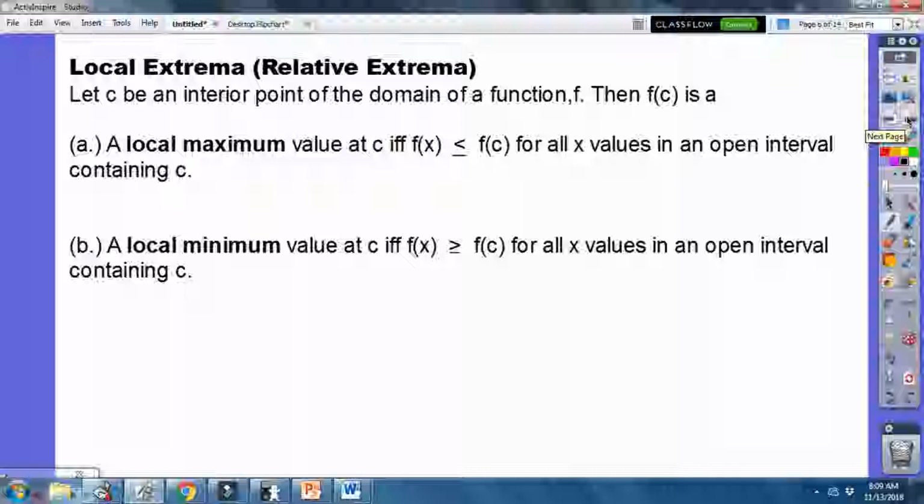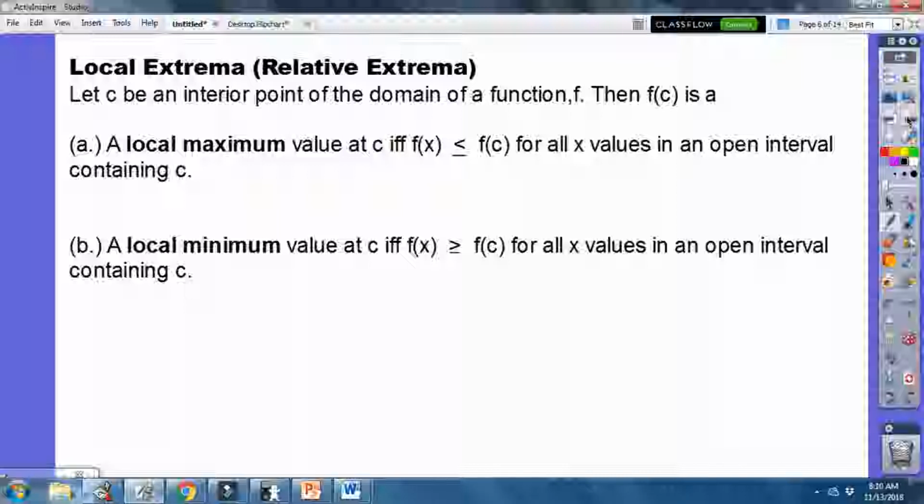So now we're going to look at local extrema. This is a little bit more interesting. This is what we're going to look at in calculus. We will look at absolute extrema too. But a local extrema or a relative extrema is if there's a point c interior to the domain of a function, then f of c is a local maximum if and only if f of x is less than or equal to f of c for all values on an open interval containing c. We'll talk a little bit more about that in a second.